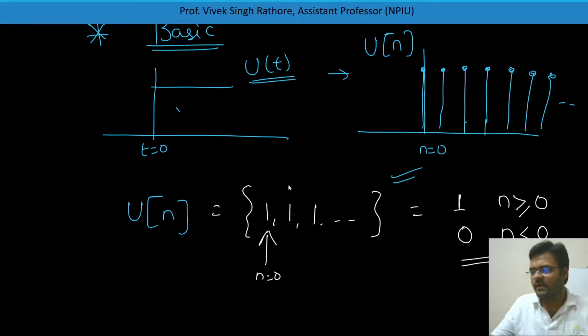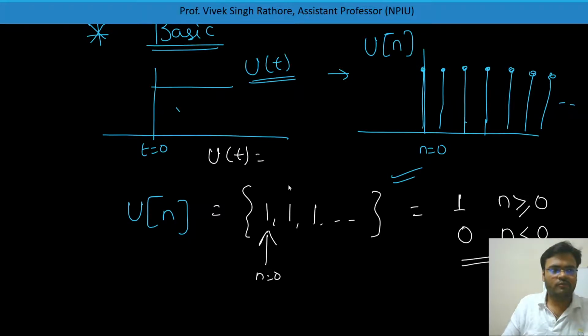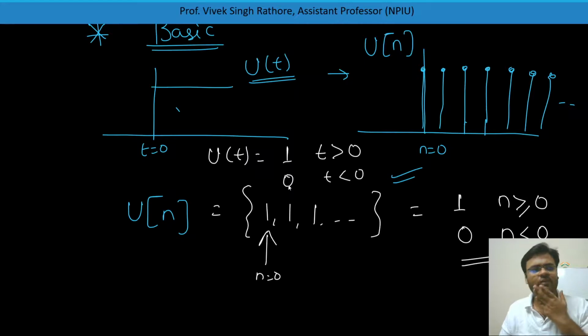But u(t), if you remember, can be written as 1 for t greater than 0, and 0 for t less than 0. If you ask what is the value at t equal to 0, you can take the average value, (1 plus 0) by 2, which is 0.5.